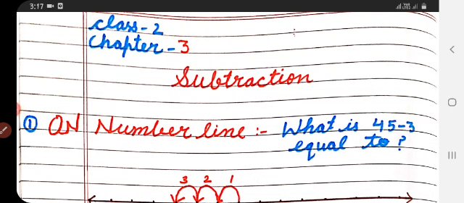Keep it up. That work you are doing, I have seen. Very good. Excellent. So today our topic is subtraction and we will do the subtraction sum on number line.